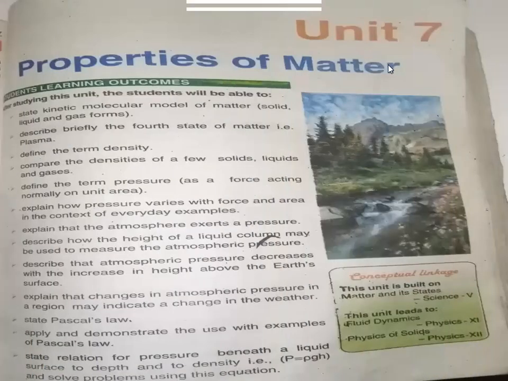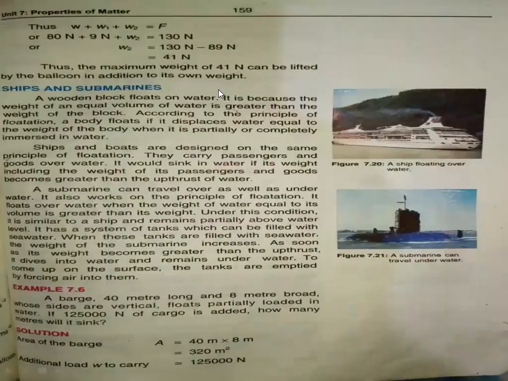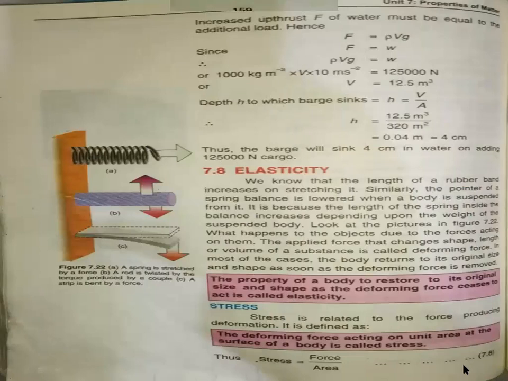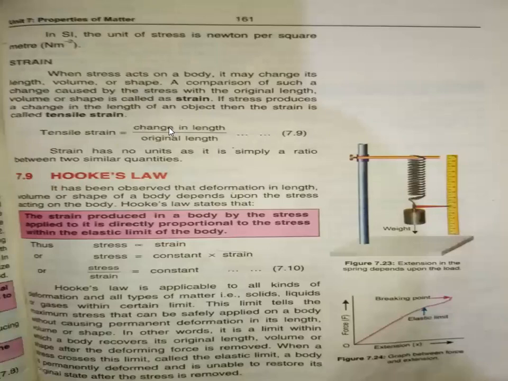This is the chapter we are doing, unit number 7, properties of matter. We have discussed ships and submarines in our last lecture, and we also discussed elasticity, stress, and strain. What is elasticity? This is the definition of elasticity. Stress we discussed as force per unit area, and strain is change in length divided by original length. We discussed all this in the last lecture. But in today's lecture, we will discuss 7.9, which is Hooke's law, on page number 161. Please open page number 161 of your 9th class textbook.